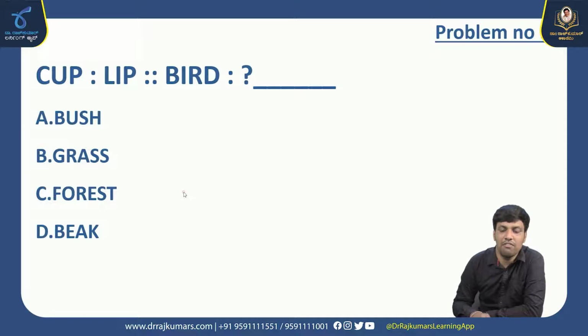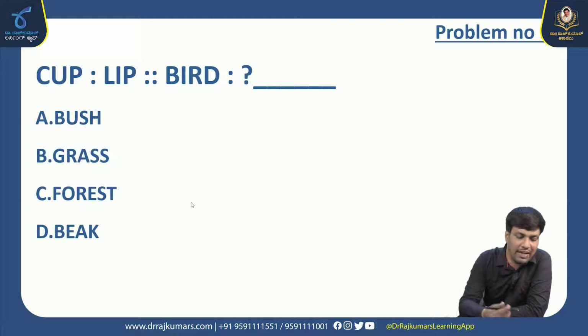As we discussed, first is used to drink with the help of second. Similarly, we need to find now which organ a bird uses for its convenience. From the options, we can clearly say that bird uses beak as we use lip for intake. Similarly, the bird uses beak to collect the grasses. So the right option for this question is option D.